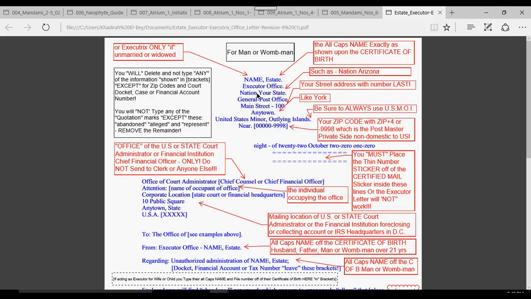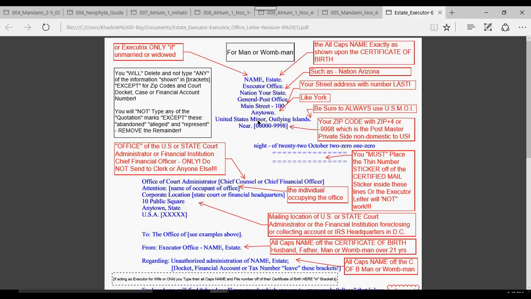For example, upstate New York would be the Mohican territory. All right, general post office, you can put P.O. box, or either you can put it in brackets.